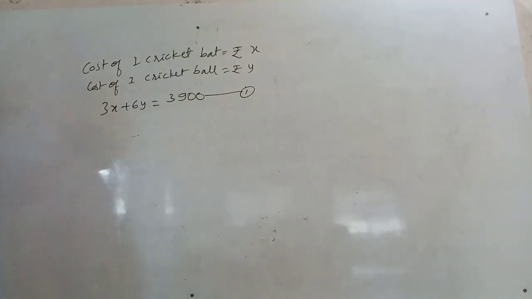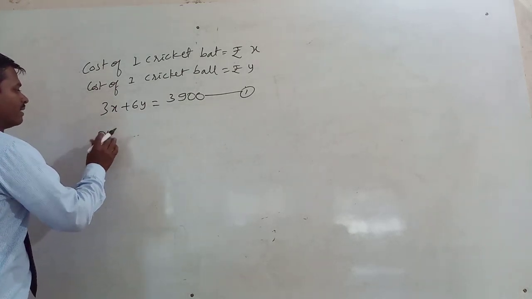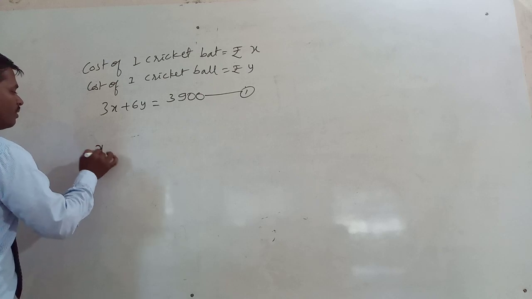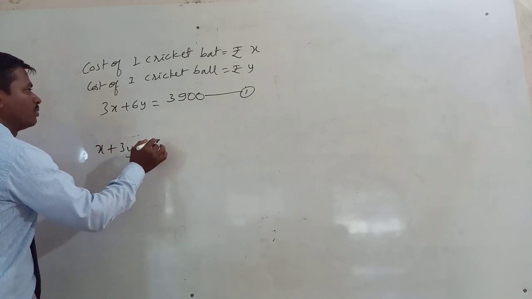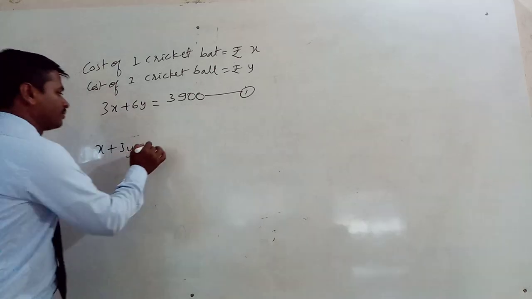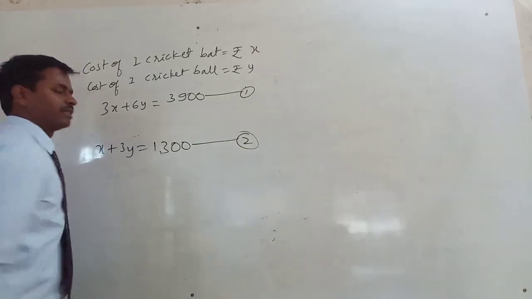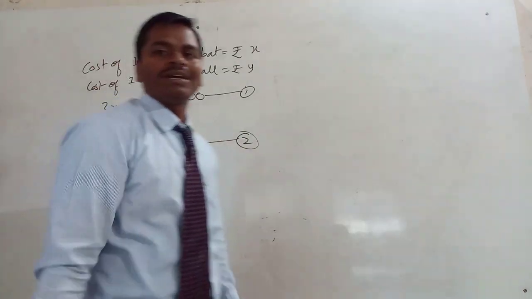Now what is the second condition? Later she buys another bat, which means one bat, and 3 balls. One bat and 3 balls. The total cost is 1,300 rupees. That is the second equation. These are the 2 equations we are getting.